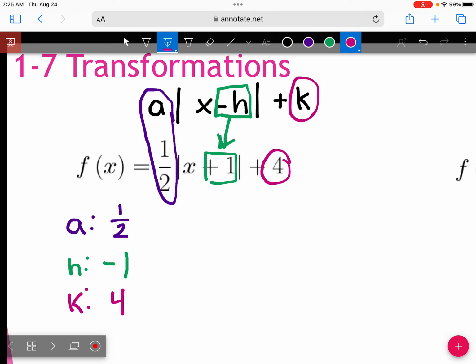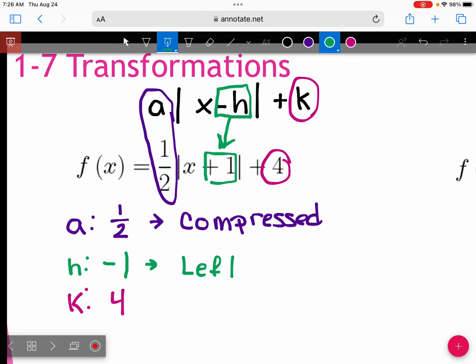So an A of 1/2, 1/2 is between 0 and 1. It's so little and cute, I'm going to squish it. So that is a compression. So this means it will be compressed. Whatever this graph is, it's going to look like somebody sat on it. It's going to be a bit wider than it normally is. An H of -1 means this is going to go left 1 space.